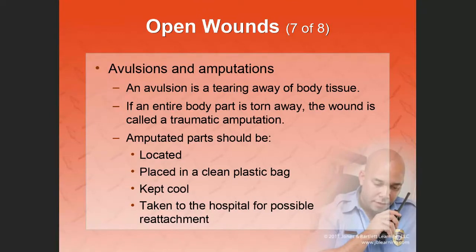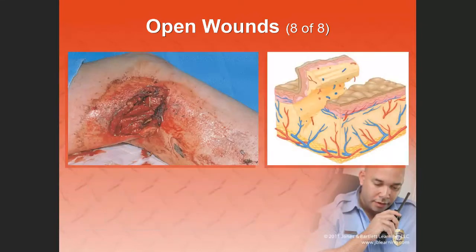So an avulsion is a tearing away of body tissue. If an entire body part is torn away, the wound is called a traumatic amputation. Amputated parts should be located, placed in a clean plastic bag, and kept cool. By keeping it cool, I don't mean you put it directly on ice. You need to wrap it and then put it on ice. Take it to the hospital for possible reattachment. That's what that looks like.